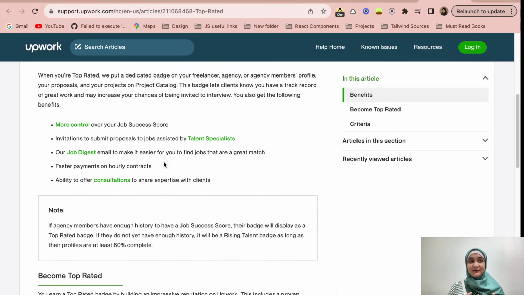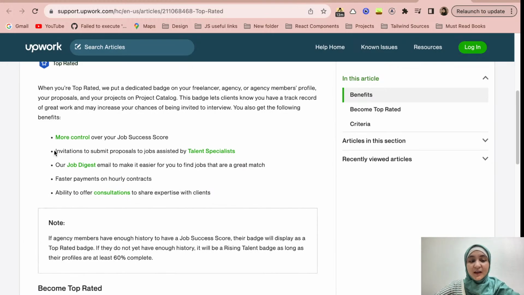And in turn, what's cruel about it is that if your job success score is lower, it affects your badge. You should have at least a 90% job success score to get the Top Rated badge. It's like a vicious cycle. If you fail one, you will fail the second automatically.